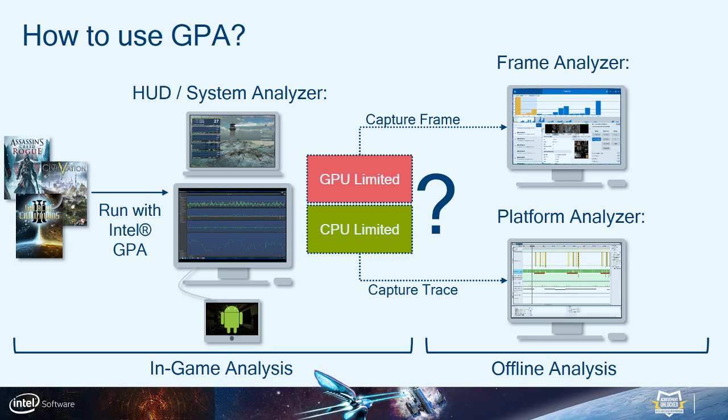At that point, you have a decision to make. You can capture a frame if you're GPU bound and put that frame in Frame Analyzer. Or if you're CPU bound, you capture a trace and then put that in Platform Analyzer. We'll show you both of those tools and the live analysis as well. But that's the basic workflow of GPA, right? You have your live analysis portion and your offline analysis portion.